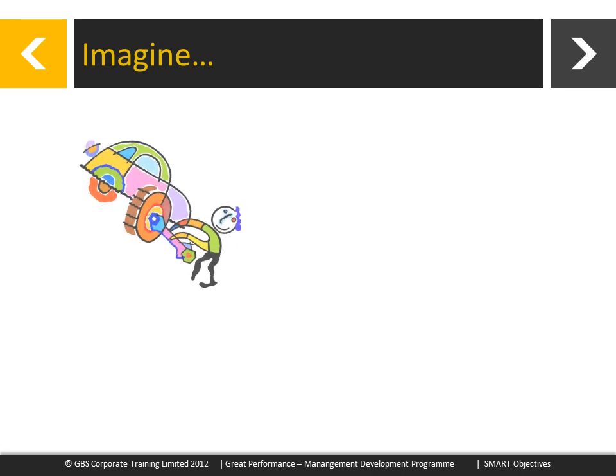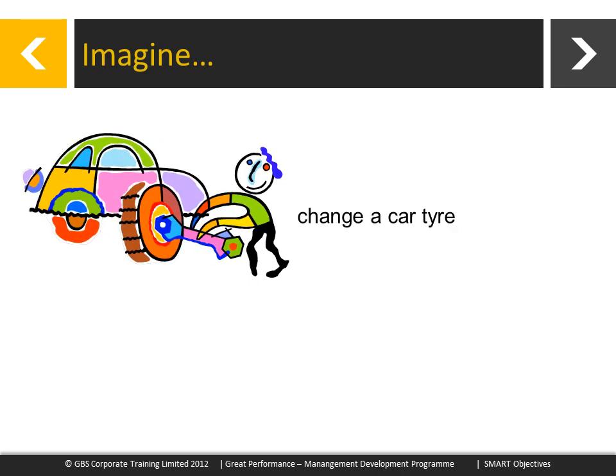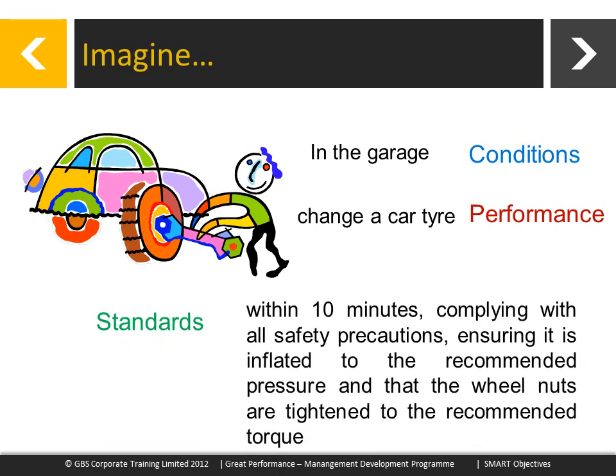Imagine that you're setting an objective for someone to change a tyre. The performance is change a tyre, but that is pretty vague. What sort of tyre is it, and under what conditions is the tyre to be changed? To make a more useful objective, you need to be more specific and include this information: conditions in the garage, and then the standards: within 10 minutes, complying with all safety precautions, ensuring it's inflated to the recommended pressure and that the wheel nuts are tightened to the recommended torque.